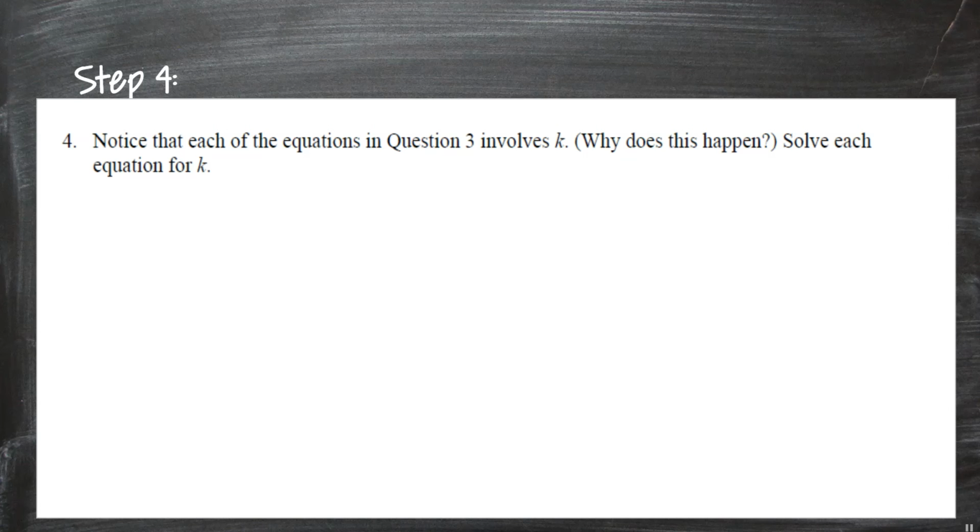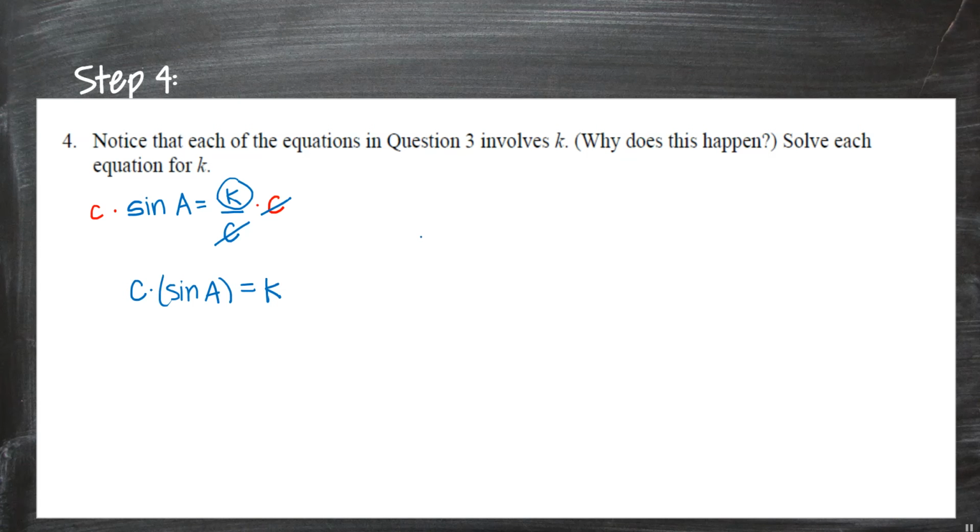So notice that each of the equations in question 3 involves a K. Think about why this happens. So then let's solve each equation for K. For the first one, we had the sine of A is equal to K over C. So we're trying to get K alone, so we need to get rid of the dividing by C. So let's multiply both sides by C. Then the C's would cancel, and we would get C times the sine of A is equal to K.